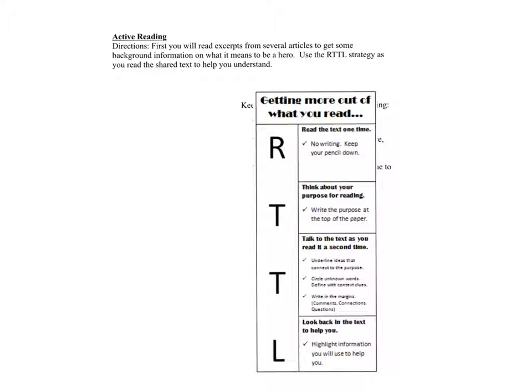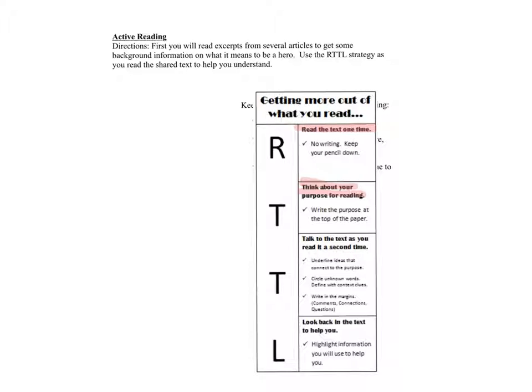Our very first step of the rattle strategy is read the text one time. Remember, don't write, keep your pencil down. Then we're going to stop and we're going to think about our purpose. Why are we reading this? And today I'm really going to tell you why we are reading this passage.